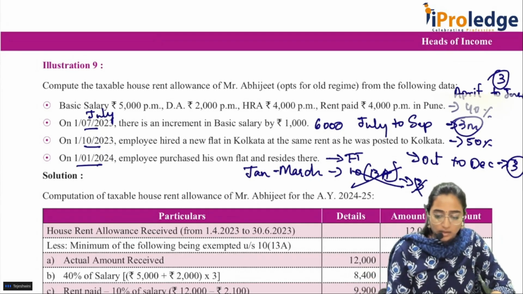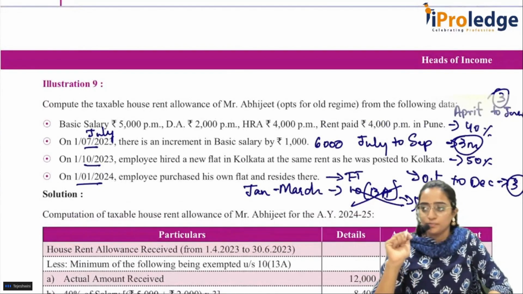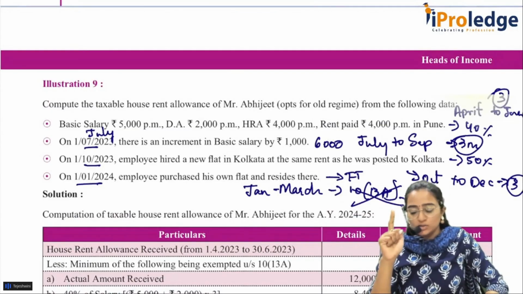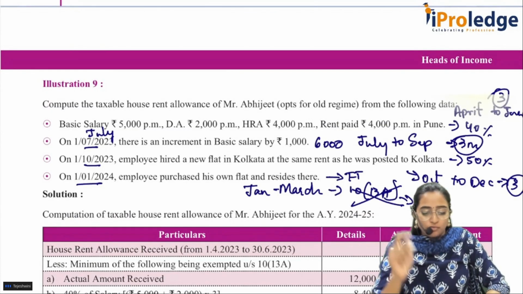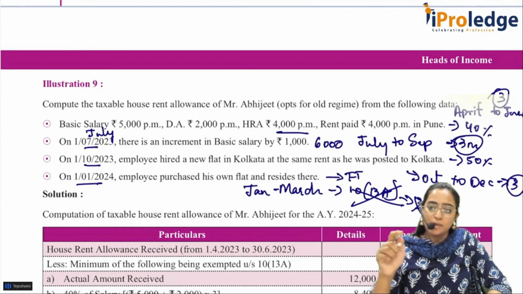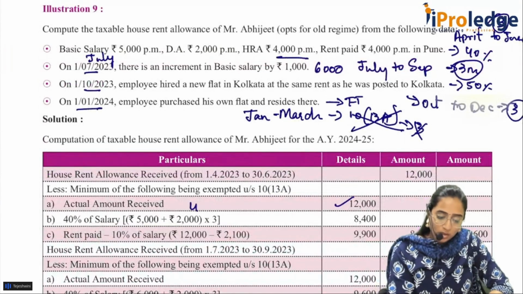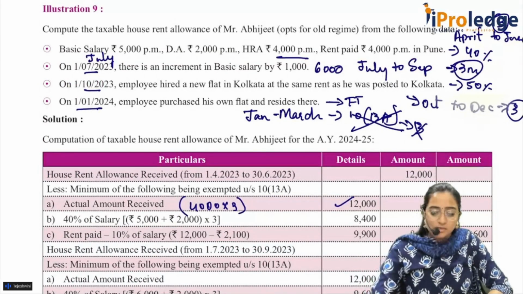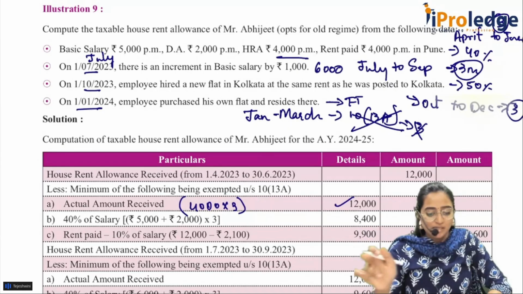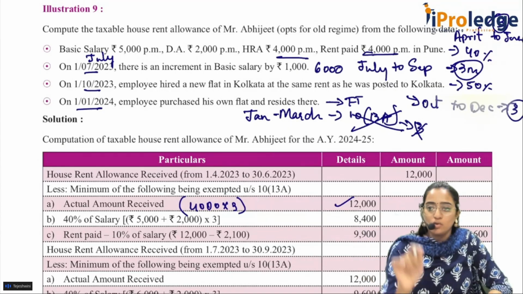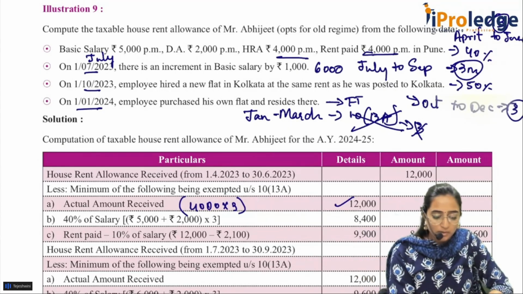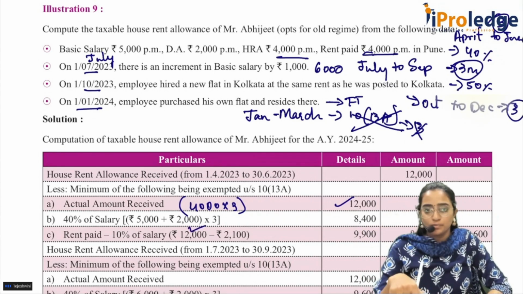Now, tell me for the first 3 months, what is the actual HRA received? 4,000 rupees multiplied by 3, so it is going to be 12,000. The next one: rent paid minus 10% of salary. How much is the rent paid? 4,000 per month. So 4,000 per month multiplied by 3, 12,000.